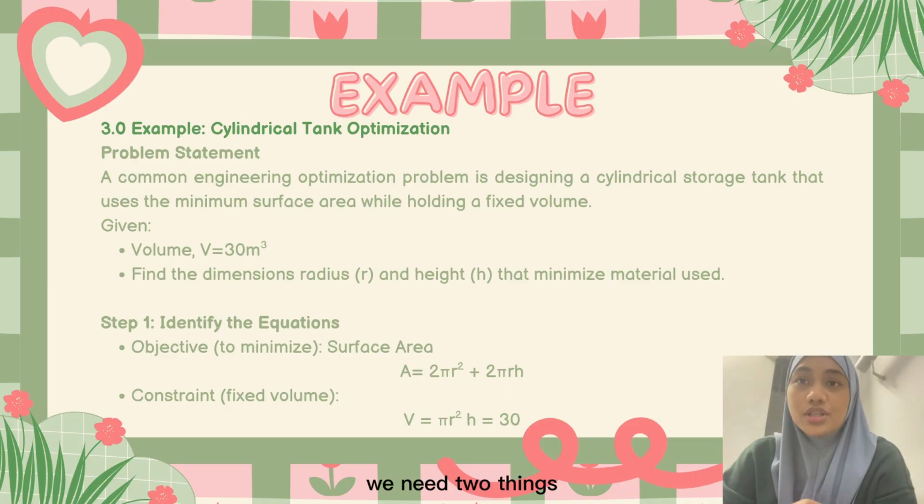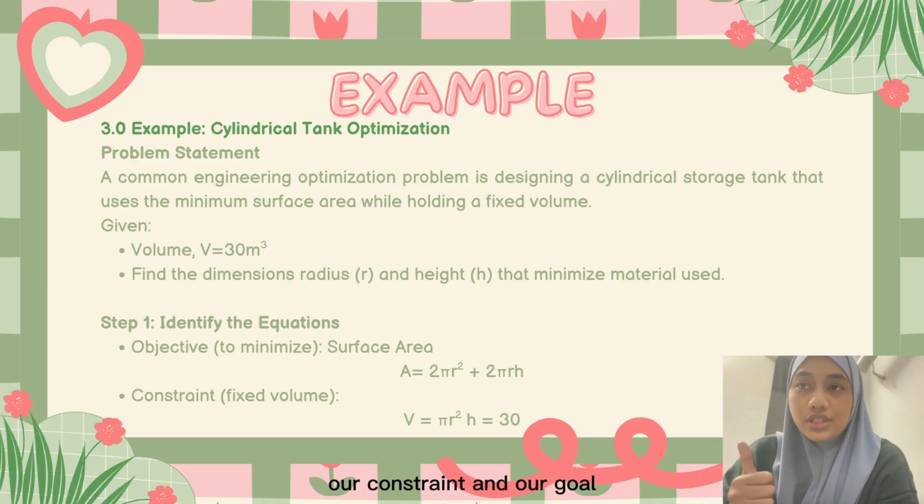To do this, we need two things: our constraint and our goal. Our constraint is the volume, which is pi multiplied by radius squared multiplied by height. That has to equal exactly 30. Our goal is to minimize the surface area, that is the top circle, the bottom circle, and the side wall wrapping around. Mathematically, that is 2 pi r squared plus 2 pi r h.